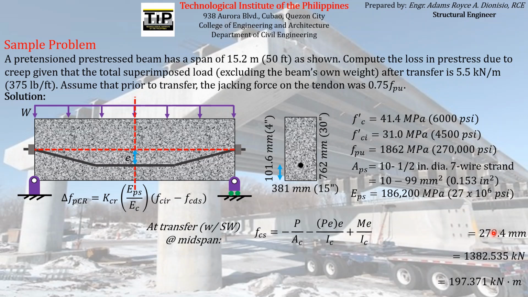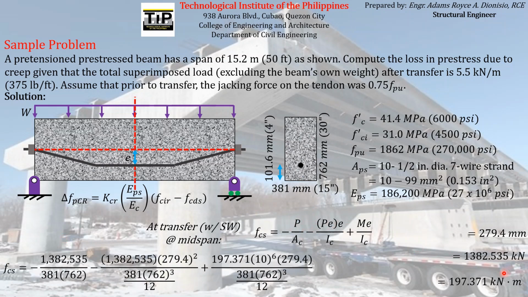So since we already know all of those values, we can substitute them on this formula, making sure that our units are consistent. So for consistency of units, we will just express the forces in terms of Newton, the area in terms of mm squared, moment of inertia in mm to the fourth, and the E in terms of mm, and then the moment here we will express in terms of Newton mm.